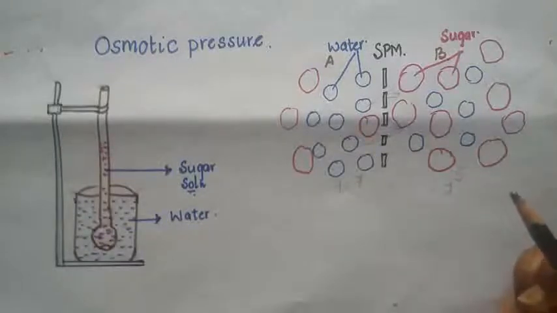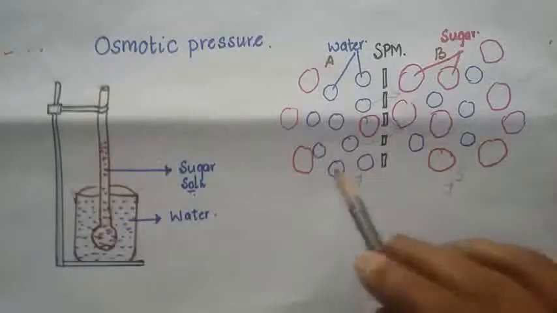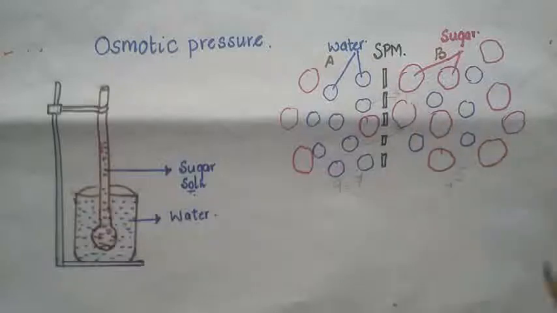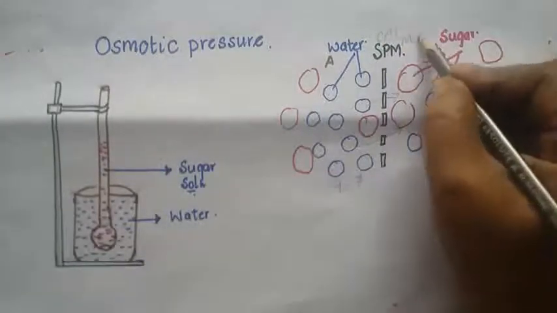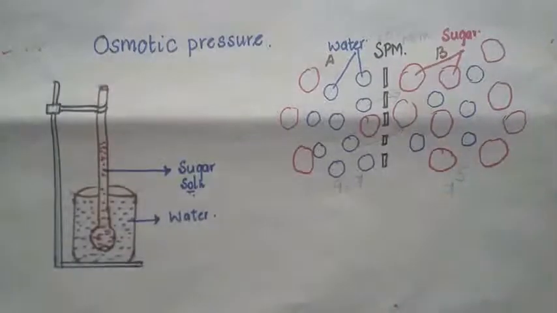So it means osmosis continues till the solutions on either side of the cell membrane or the semi-permeable membrane have the same number of water molecules. Children, practically that does not occur. Right? Now let us study.